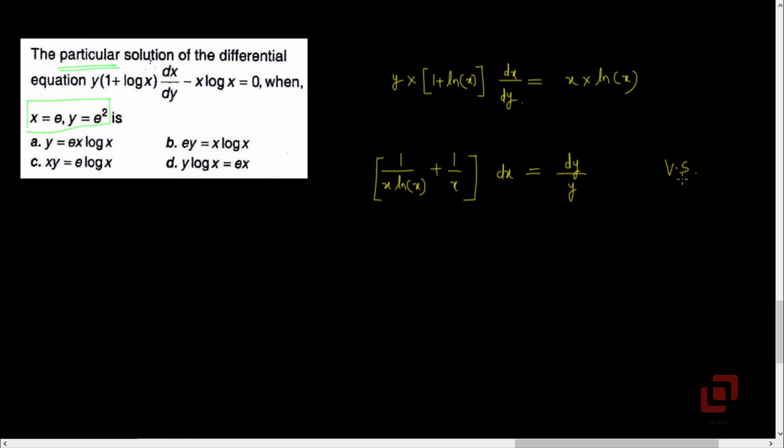To solve the variable separable differential equation, we will integrate both the sides. RHS will be log of y plus some arbitrary constant c. 1 upon x's integral with respect to x will be log of x. Now we will integrate 1 upon x into log of x. The answer is log of x.